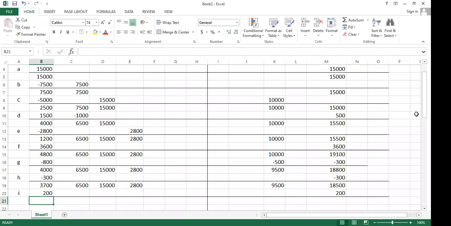Cash balance is up to now 3,900. Securities 6,500, home 15,000, car 2,800, and loan 9,500, and 18,700 in owner's equity.